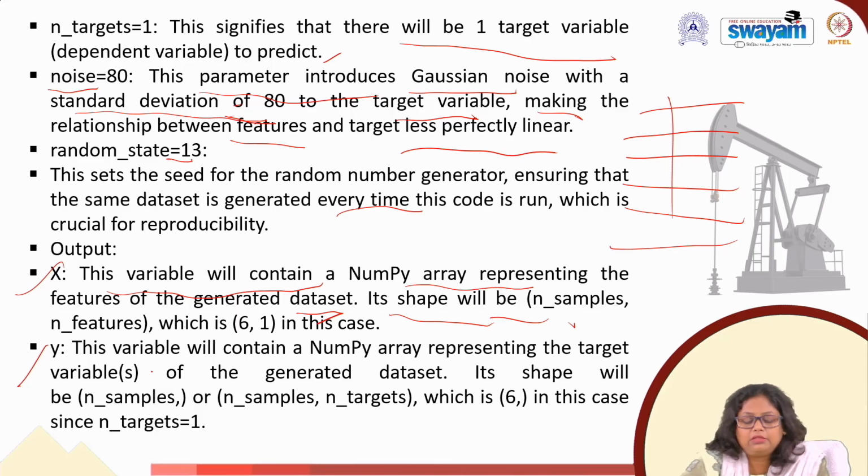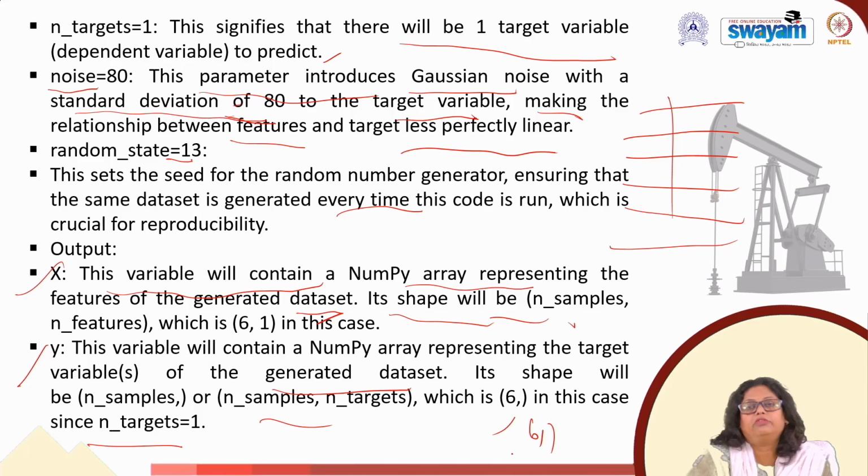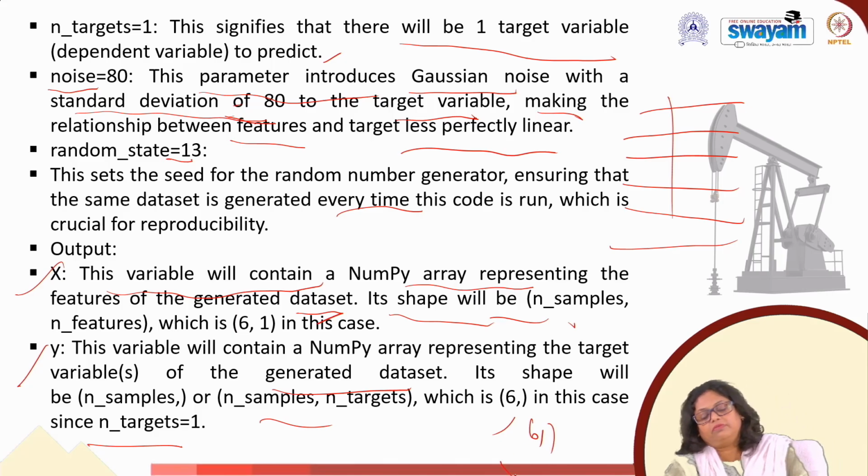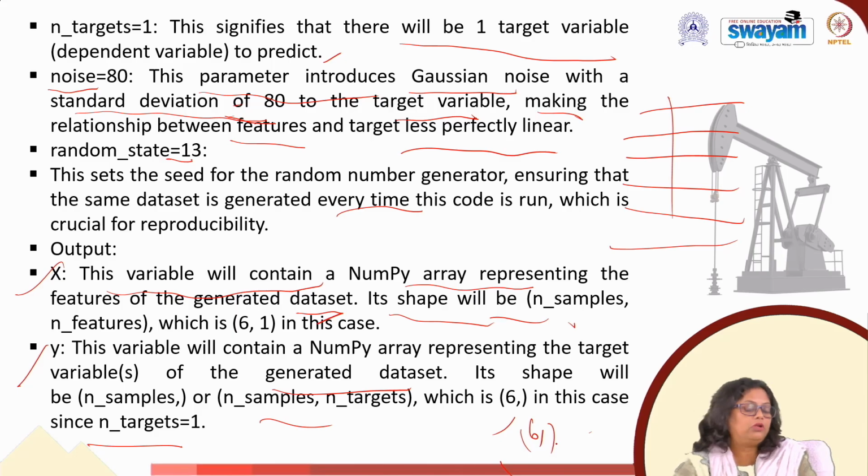And y, this variable will contain a numpy array representing the target variable of the generated data set, and its shape will be n_samples, that is (6,). In this case, because we have just one target, it is one dimensional, and we represent that with a comma. So we want 6 values and then a comma. That represents the 1D we are talking about. So here we are clear about this code.